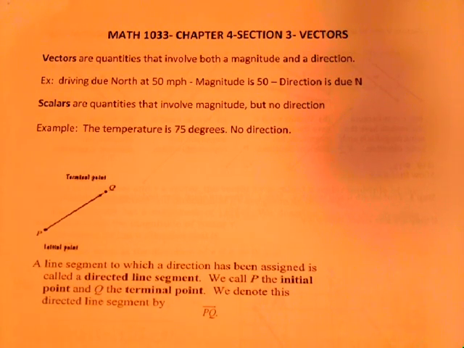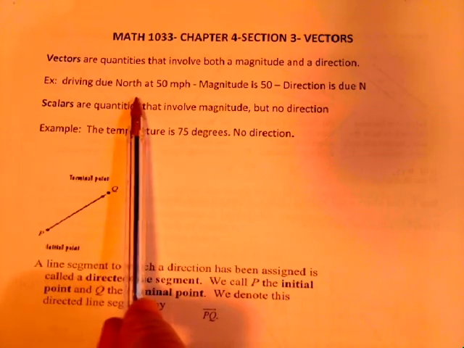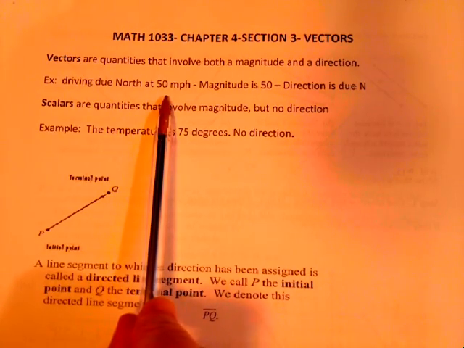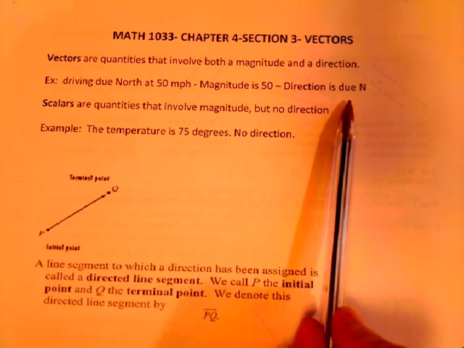We're starting lesson 4.3 about vectors. A vector is a directed line segment. It has magnitude. Magnitude is just the length of it. Example, driving due north at 50 miles per hour. The magnitude is 50 and the direction is due north.